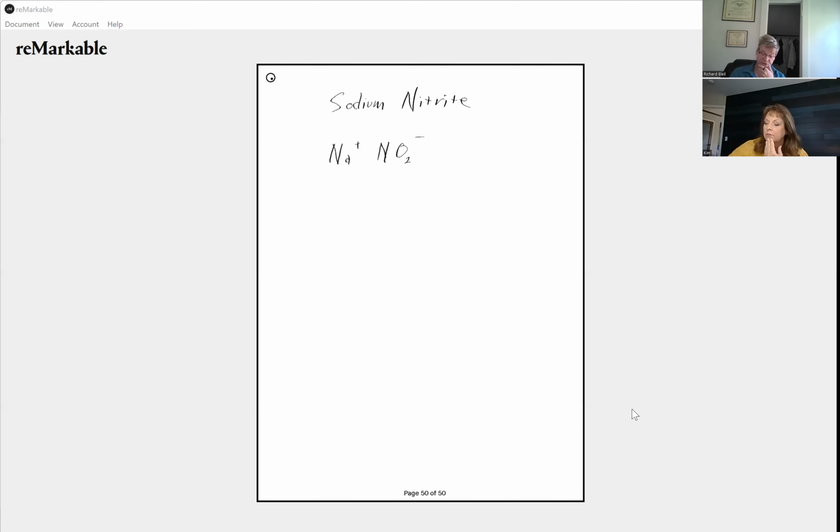You do your cross trick. Sodium nitrite. Okay, so it's not an IDE. Therefore, it's not a simple ion. And you just have to memorize, oh, nitrite, that's NO2 minus.